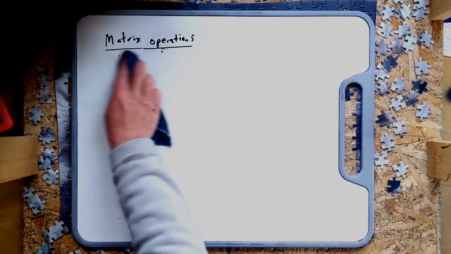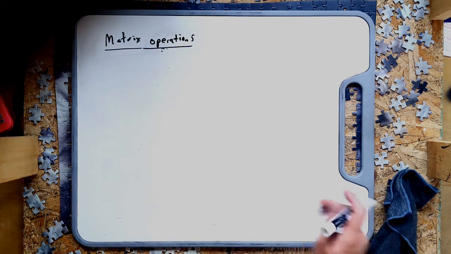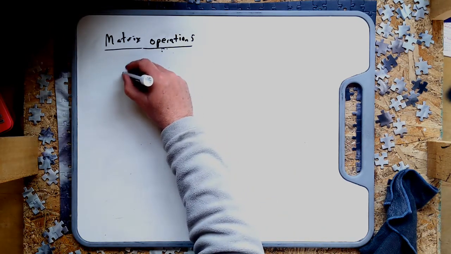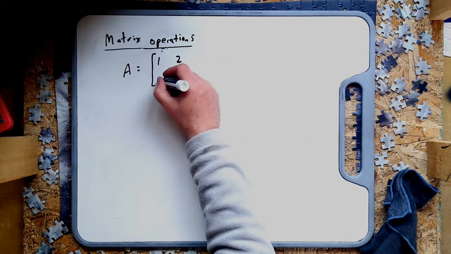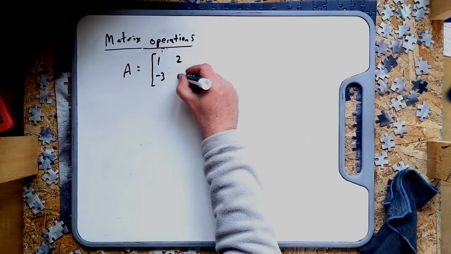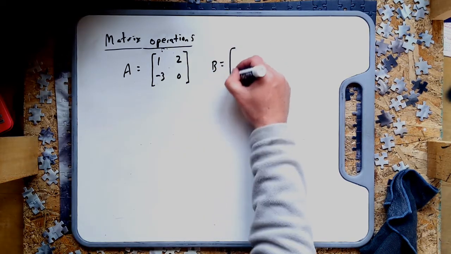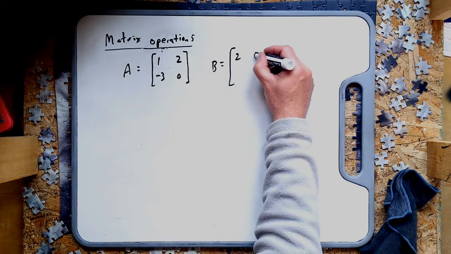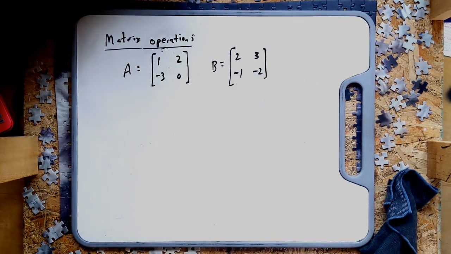Alright, so let's start with matrix operations. Matrix operations are addition, subtraction, two kinds of multiplication, and division, and inverses, the equivalent of division. I'm going to do this mostly by example, so I'm going to give two matrices. A matrix we'll call A, which will be 1, 2, negative 3, 0, and a matrix called B, which we'll say is 2, 3, negative 1, negative 2. And I'm going to show you the various operations with these.